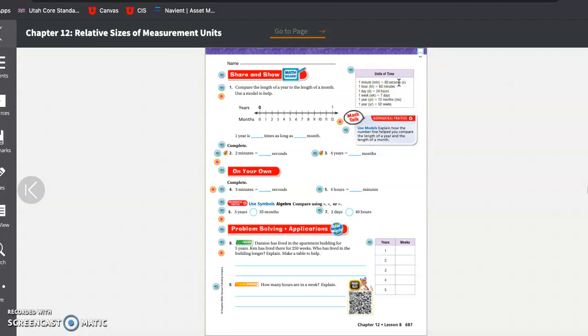So remember, if we're going from greater to less, so if we're going from minutes to seconds, minutes larger to seconds smaller, you multiply. However, if you're going smaller to larger, you will divide, okay? So if we're going from minutes to seconds, we're going to multiply. If we're going from seconds to minutes, we're going to divide. So in this case, we are going to multiply, okay?